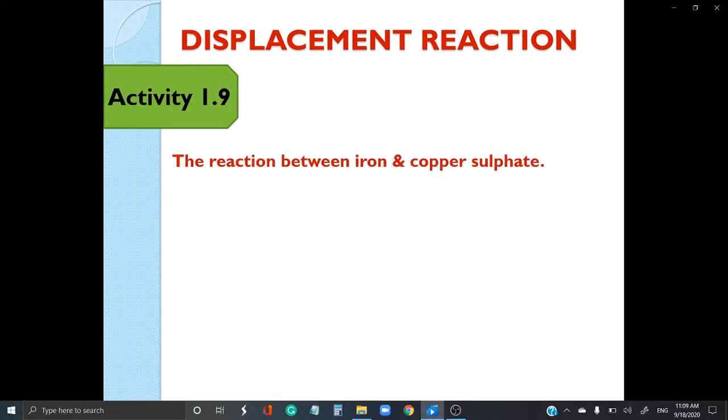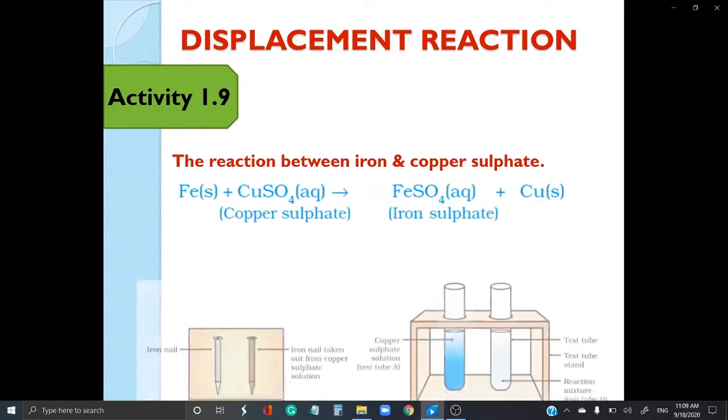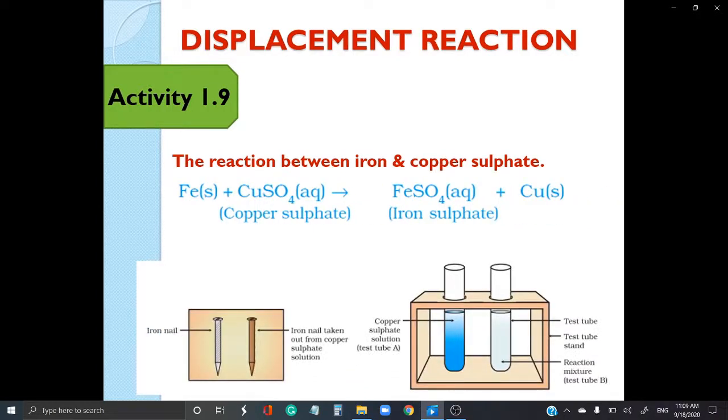Let us now study activity 1.9 as given in NCERT textbook. It deals with reaction of iron and copper sulfate. What we are going to do in this activity? We are going to suspend one clean iron nail into one test tube filled with copper sulfate solution. After 20-30 minutes, what will be our observation?